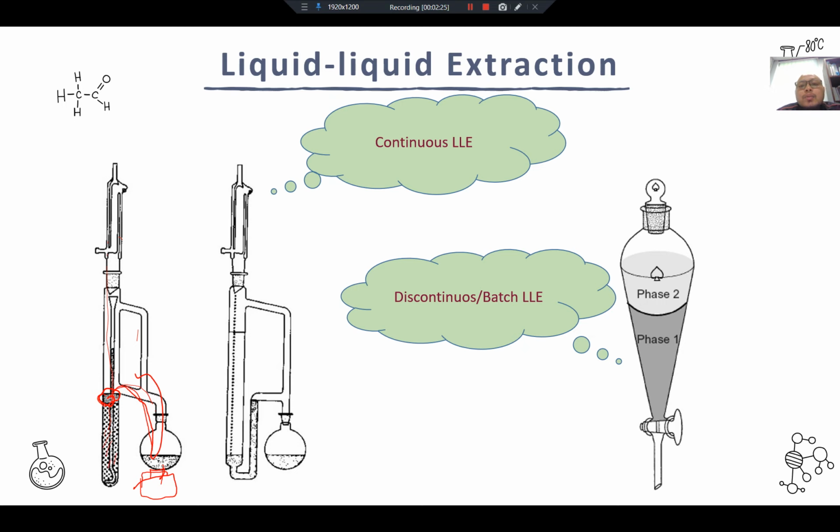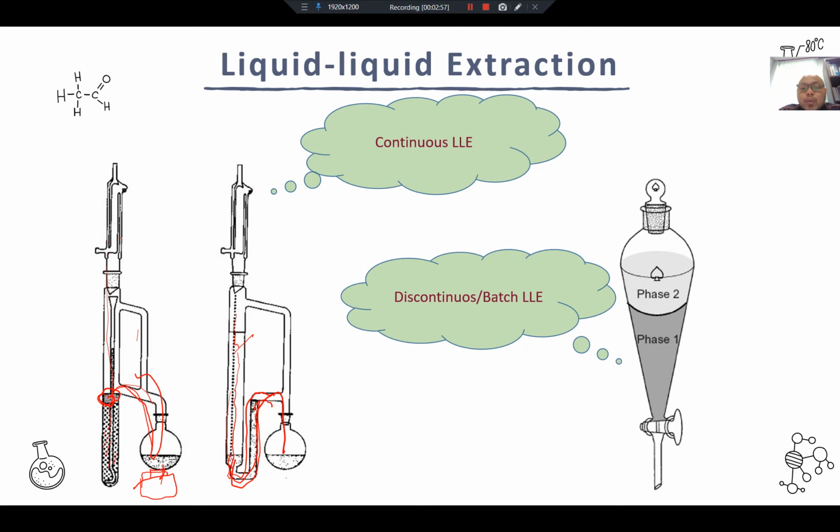Okay, so for liquid extraction, that is continuous, and also, for example, you want to perform an extraction where your analyte has a bigger density than the solvent. Here is the system. So when you drip over here, your solvent has a higher density compared to the raffinate, so we can do it like this.